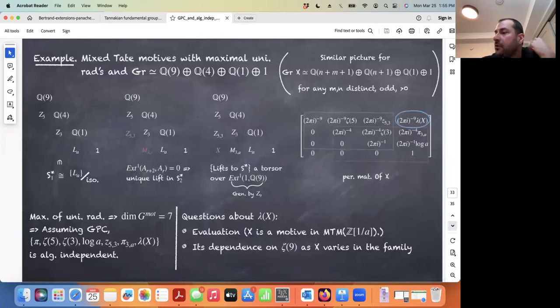Now I know I'm running out of time, but I'll take 3 minutes and go back to my example from earlier. Now we're going to work with mixed Tate motives over Q. And the associated graded is this, okay? Now I'm going to play the game that we had.